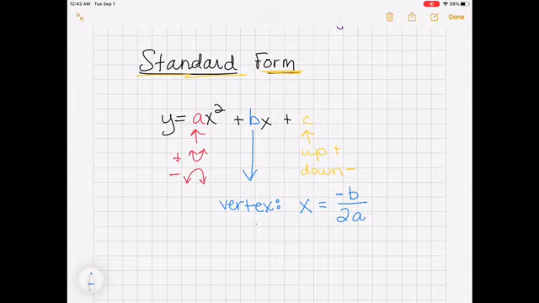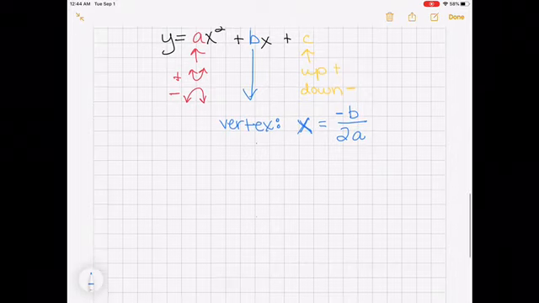So what's kind of fun about this standard form is that instead of graphing things out and finding where the vertex is after, we can find it directly based on the equation that they give us. The x-coordinate of the vertex is x equals negative b over 2a. And then to find the other coordinate of that vertex, you would just plug in the x. So let me show you how to do that, okay?